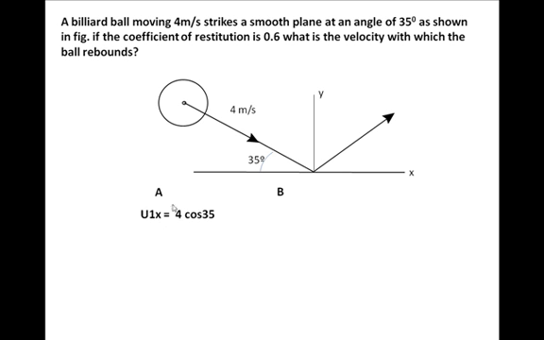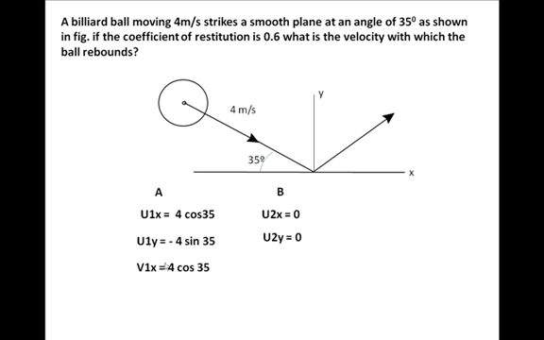So u1x means initial velocity of body 1 in x direction. I think we all can agree that it is 4 cos 35. And u2x, that is initial velocity of this plane, whether in x or y direction, is 0. Now u1y, that is initial velocity of body 1 in y direction, is 4 sin 35 in negative direction, so minus 4 sin 35. And u2y is 0. After all, this body has infinite mass, it doesn't move.